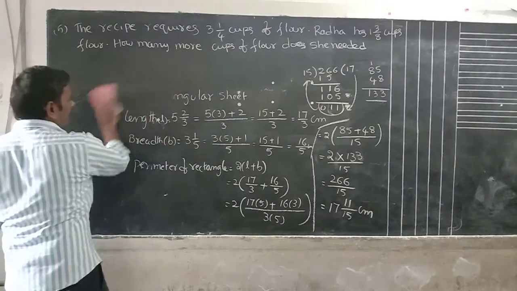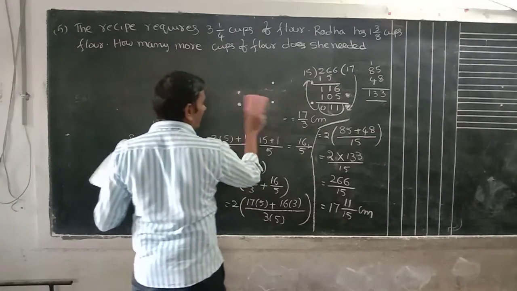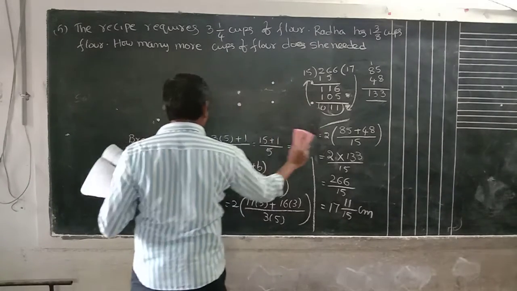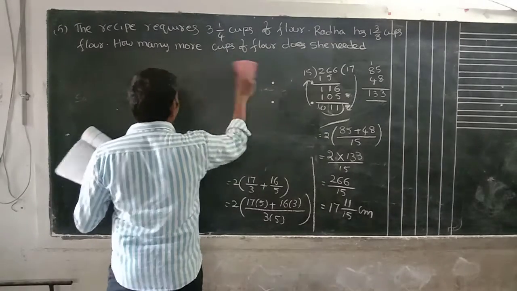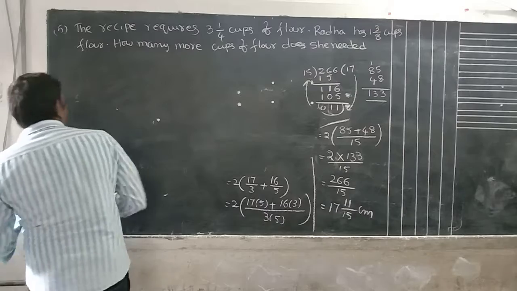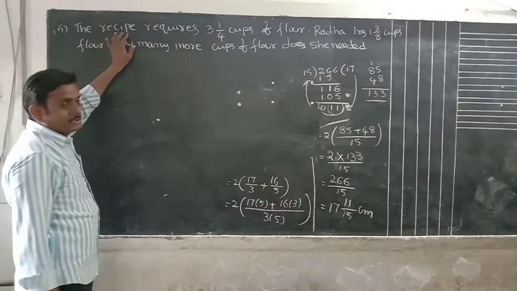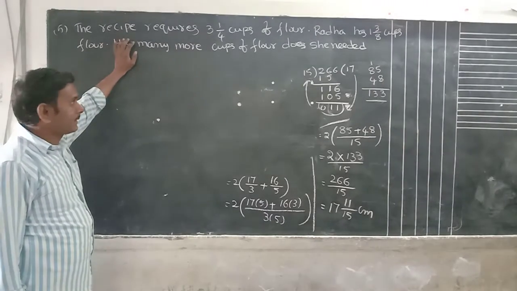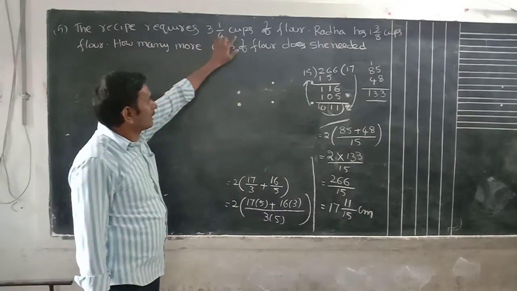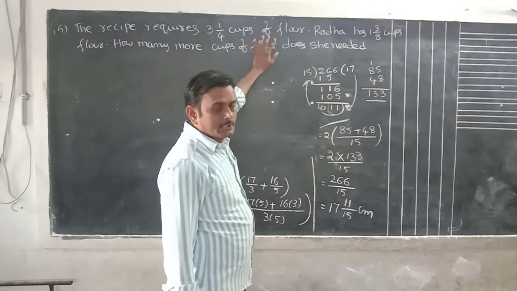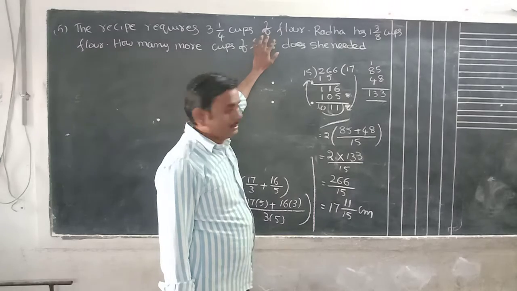Okay, so look here. What is the question given? Read it carefully, then let me understand what we want to do. The recipe requires some dish. Some person wants to cook some food. That recipe requires 3 1/4 cups of flour. How many cups are needed? 3 1/4 cups needed.